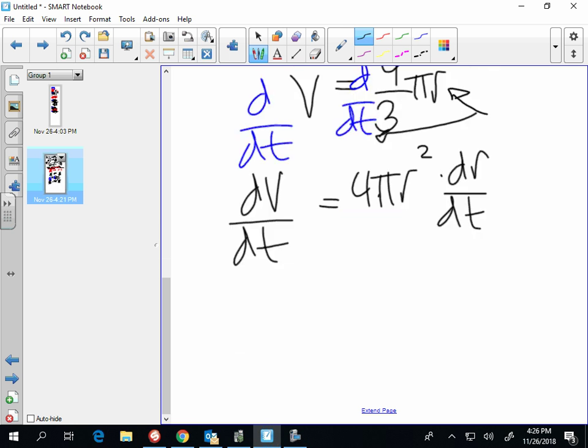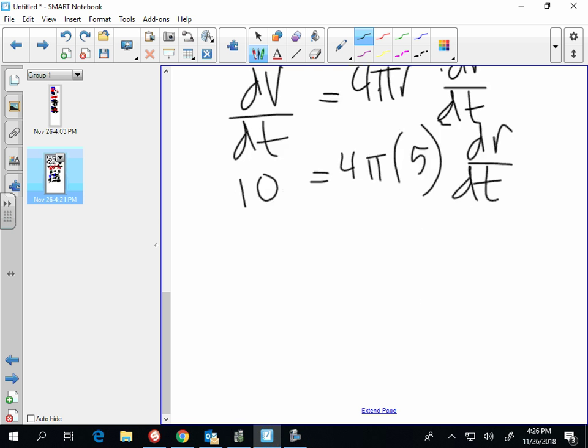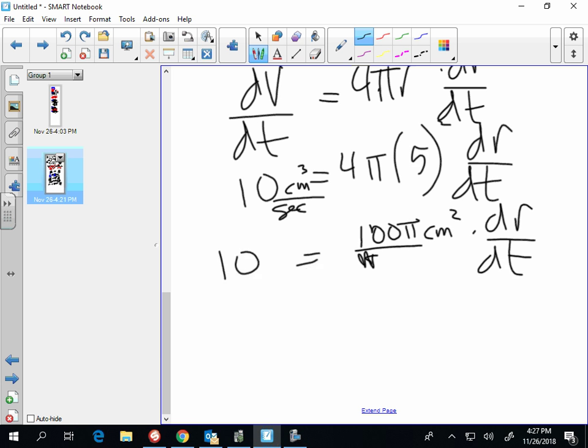Okay, remember, they told me dV/dt was 10. They told me that the radius was 5. Now, let's think about this from a units perspective. These are centimeters cubed per second. Here we have centimeters being squared. So I'm going to have 100 pi centimeters squared times dr/dt equals 10 centimeters cubed per second.